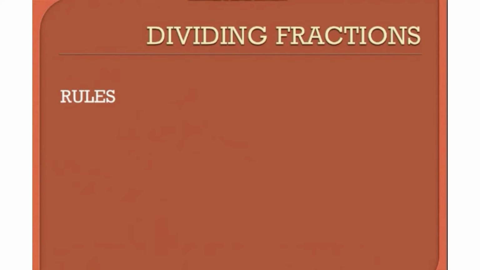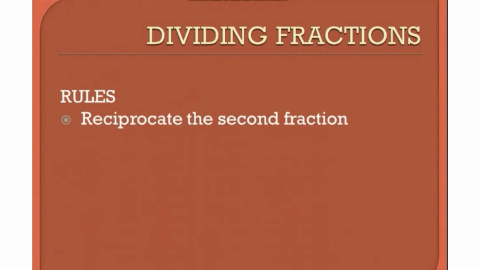We will now be dividing fractions. There are 5 steps that you should take when dividing fractions. The first one is to reciprocate the second fraction. Say for example, you have 1 over 2. When you reciprocate 1 over 2, it will now become 2 over 1.